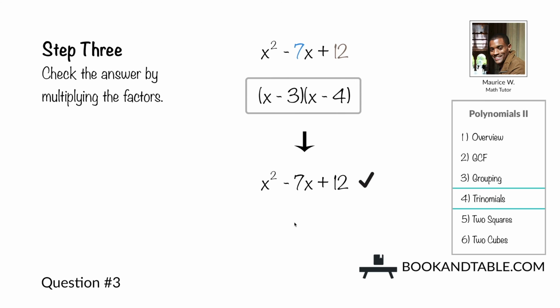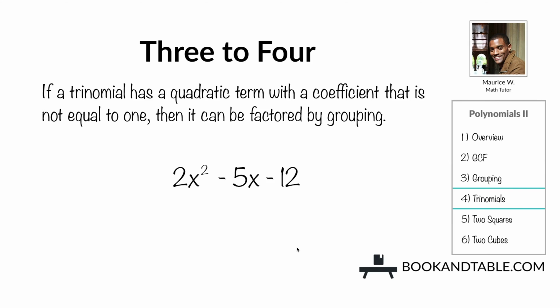So that is how you would go about factoring trinomials where the lead coefficient is equal to 1. But how do we factor trinomials where the coefficient of our quadratic term is not equal to 1? Well, we are going to switch this polynomial from 3 terms to 4 terms. If a trinomial has a quadratic term with a coefficient that is not equal to 1, then it can be factored by grouping. So we have no common factor to remove.